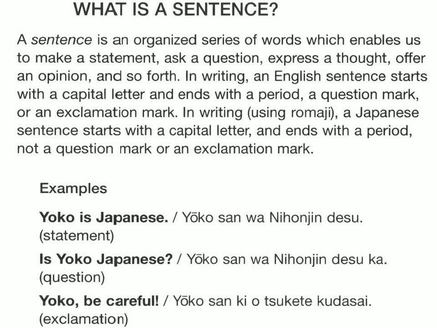Let's look at the following examples. If you want to say the statement, Yoko is Japanese, you'll say, Yoko-san wa Nihonjin desu. Now, if you want to ask the question, is Yoko Japanese? You'll say, Yoko-san wa Nihonjin desu ka? If you want to say the exclamation, Yoko, be careful, you'll say, Yoko-san ki o tsukete kudasai.